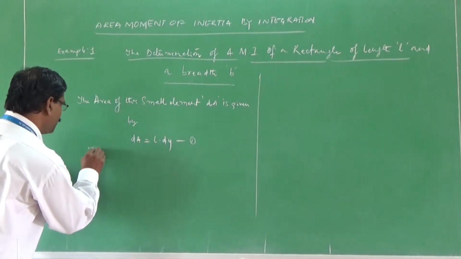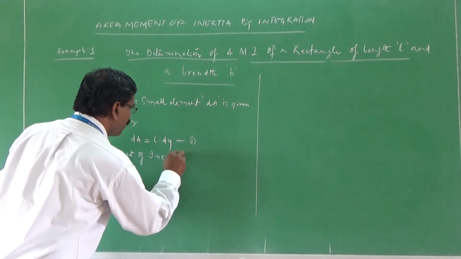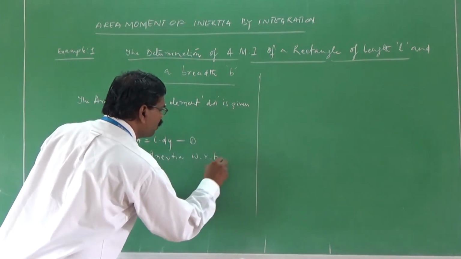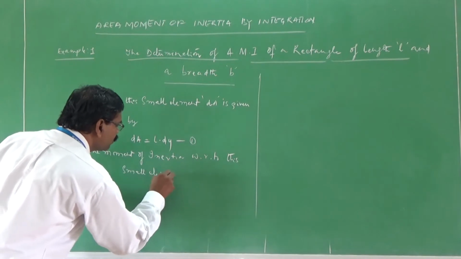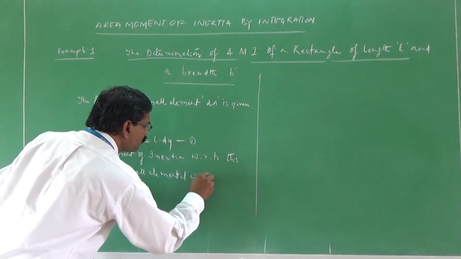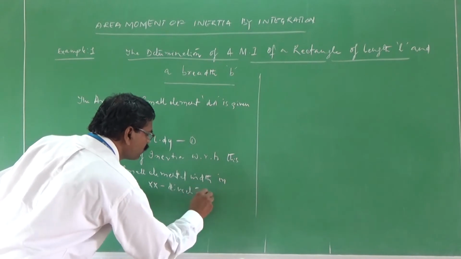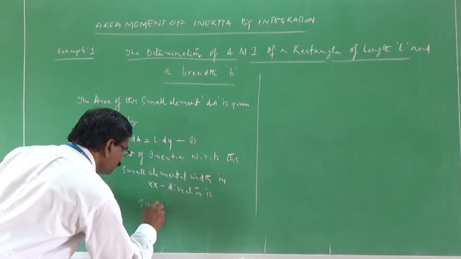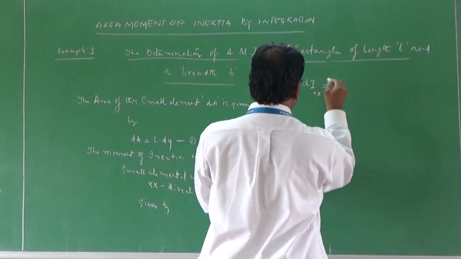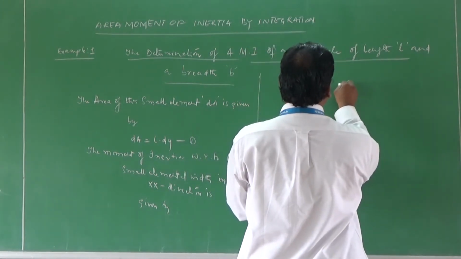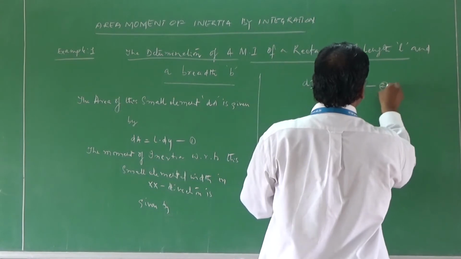Now, the moment of inertia with respect to this small elemental width in x direction is given by dIxx. dIxx is equal to y square into dA. I can call it equation 2.